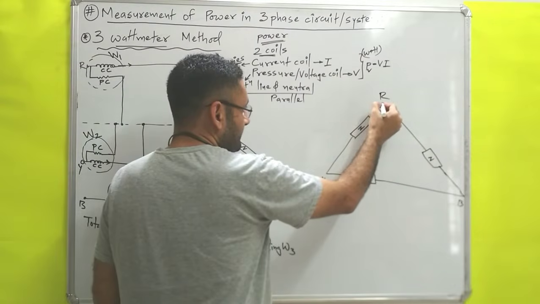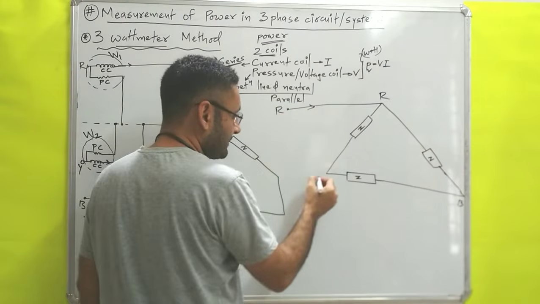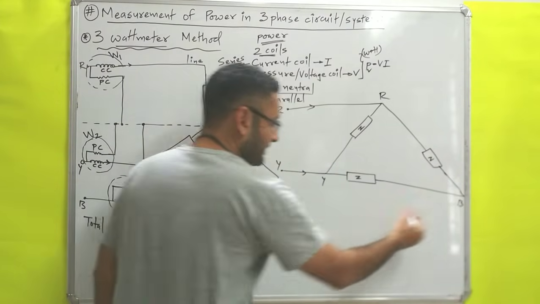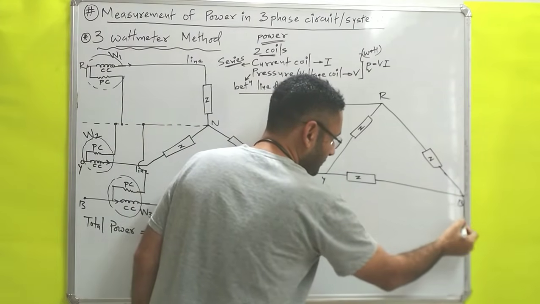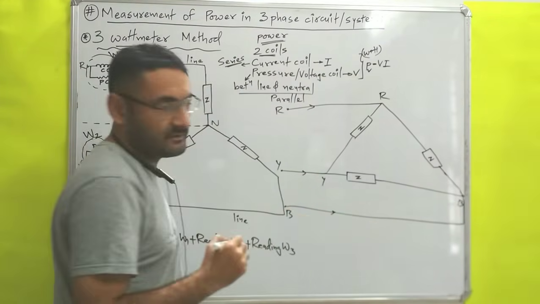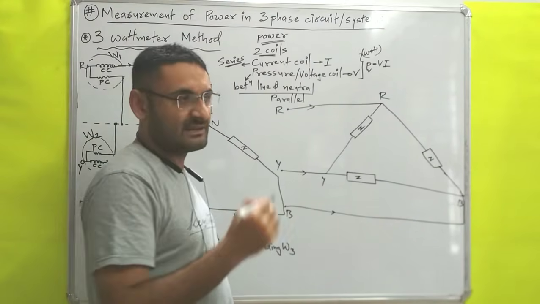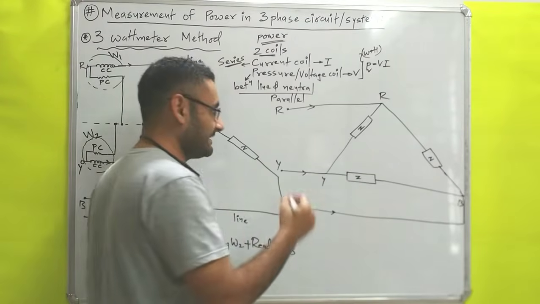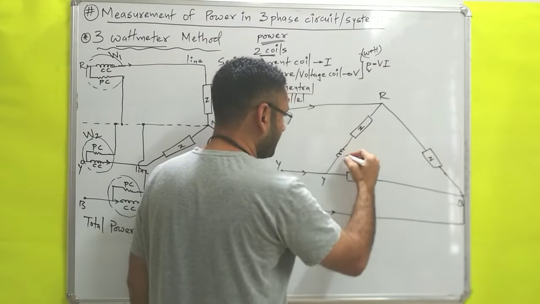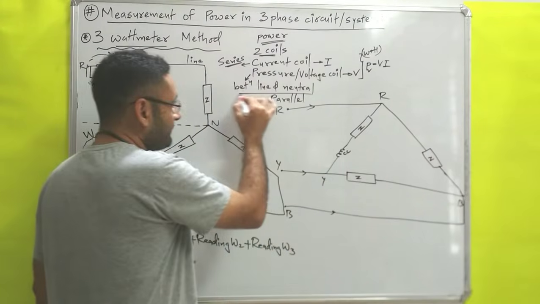Now to the first load, current is supplied with the help of a line conductor from the R phase. To the second load, current is supplied with the help of a line conductor from the Y phase. And to the third load, current is supplied with the help of a line conductor from the B phase. Now we have 3 wattmeters. First wattmeter has one current coil and pressure coil. The current coil is connected in series, so over here I will connect the current coil in series with this first load. So I will write CC.